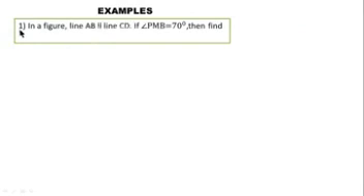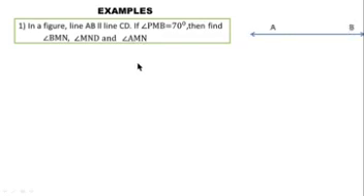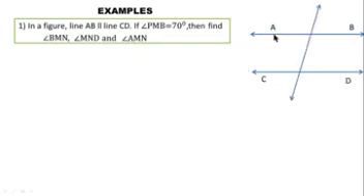Example. In a figure, line AB is parallel to line CD. If angle PMB is equal to 70 degrees, then find angle BMN, angle MND and angle AMN. Observe this figure. Line AB and line CD are parallel lines and line PQ is a transversal.